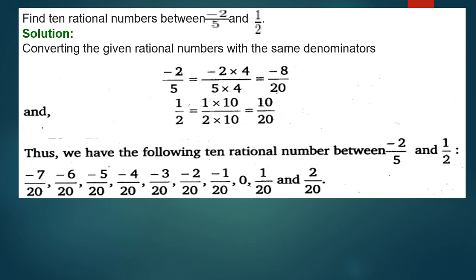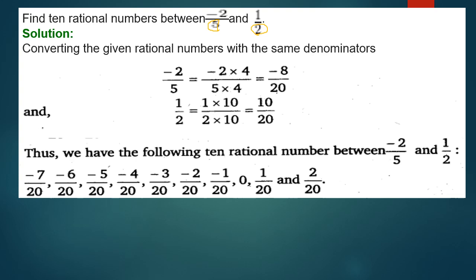Children, the next question is: find 10 rational numbers between minus 2 by 5 and 1 by 2. Children, see, first convert the given rational numbers into the same denominators. That means to find the rational numbers between any two given rational numbers, we want to convert those two rational numbers' denominators into the same denominator. Children, in these two rational numbers, observe the denominators. Here the denominator is 5 and here the denominator is 2. We want to equalize these two denominators.